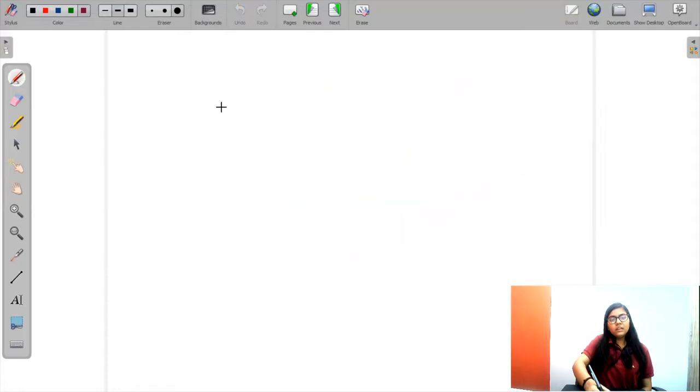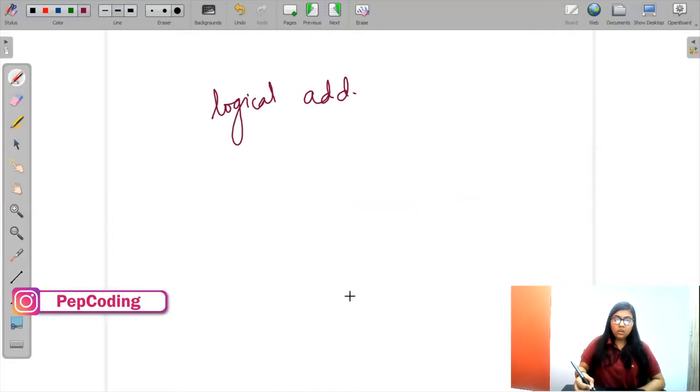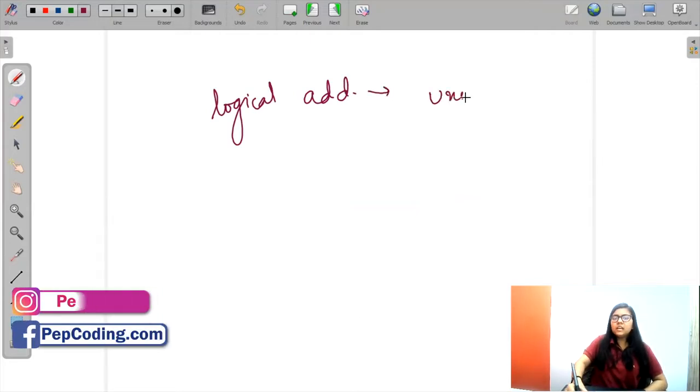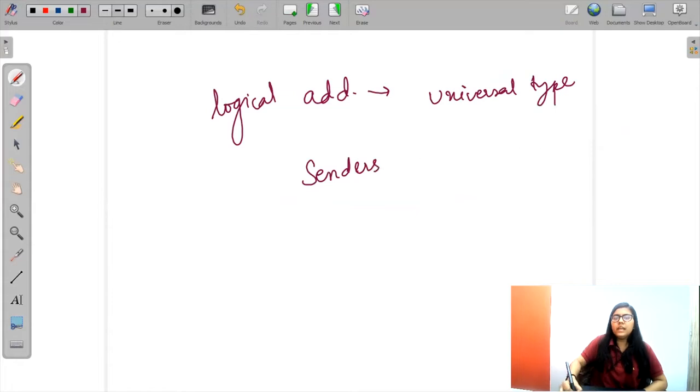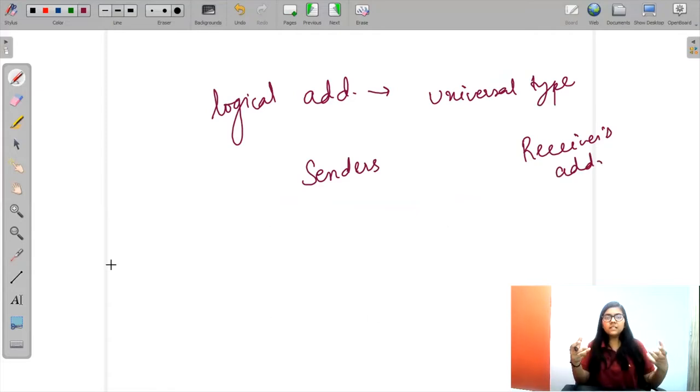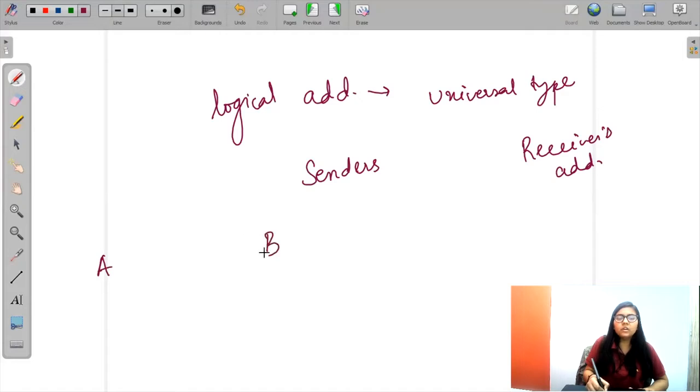Now, next with us is the logical addressing. Logical addressing is basically a universal type of addressing. Here, the sender's and receiver's addresses are added, right? So we know that the sender's and receiver's addresses will not change if data is being sent from A to B.